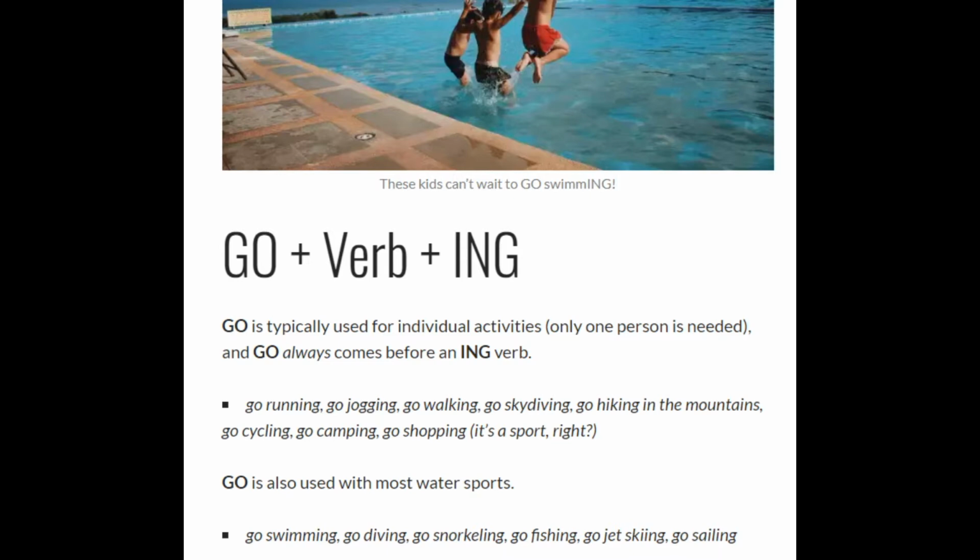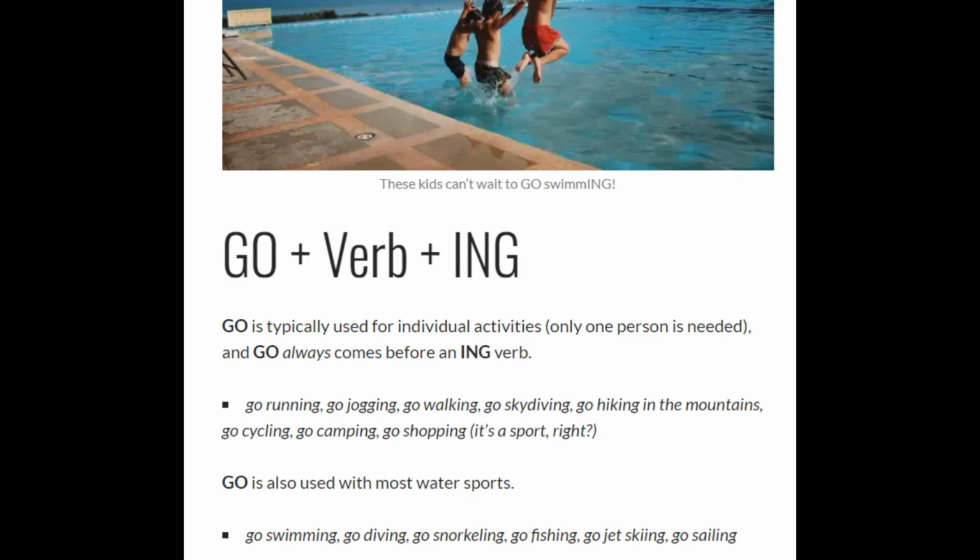Examples: go running, go jogging, go walking, go skydiving, go hiking the mountains, go cycling, go camping, go shopping. It's a sport, right? Go shopping for the women. Yeah. So go is also used with most water sports. Remember that we use the verb go plus the verb in the ing form, especially with the water sports like swimming, right? Like go diving, go snorkeling.